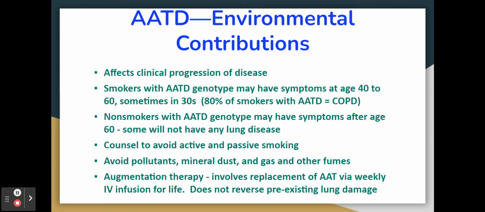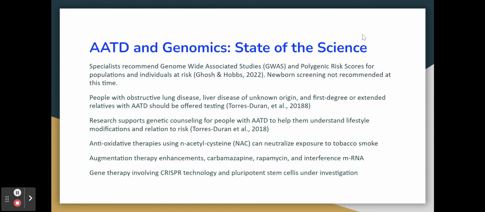And then finally, we can actually target their symptoms with augmentation therapy. You can replace AAT. It's not cheap and it's not easy. It means a weekly trip to the infusion room. And it won't reverse pre-existing lung damage, but it can slow the progression of disease in people and offer them a longer and better quality of life.